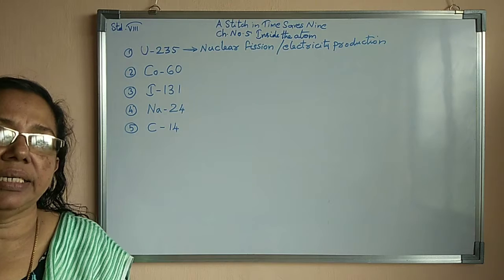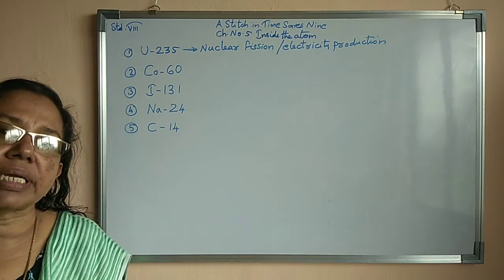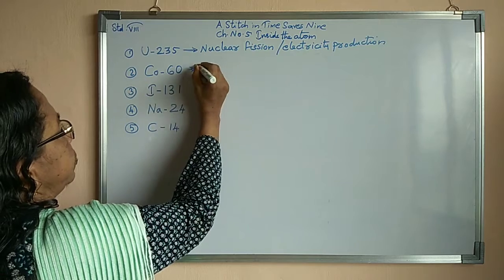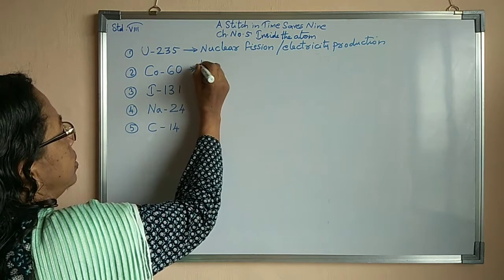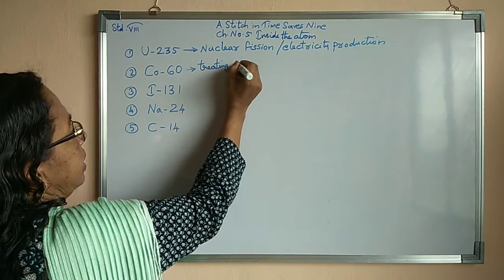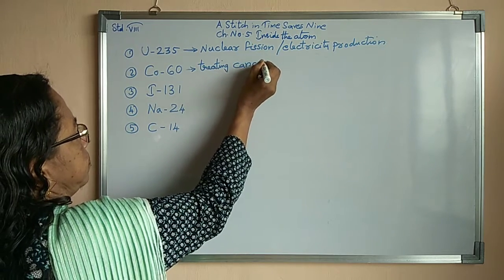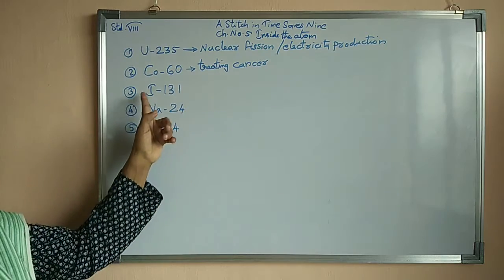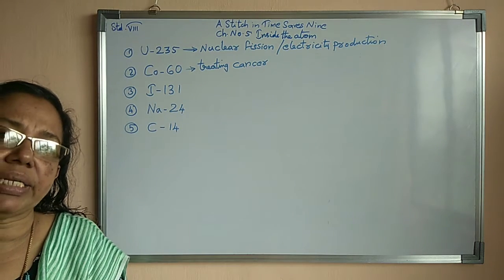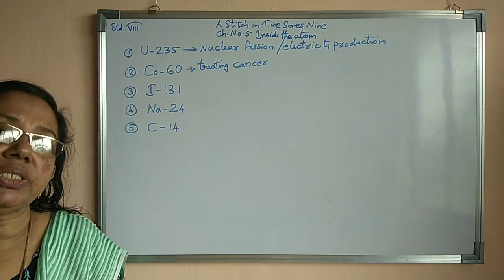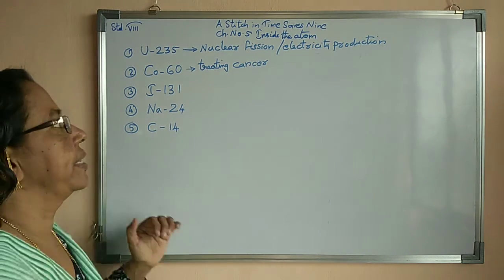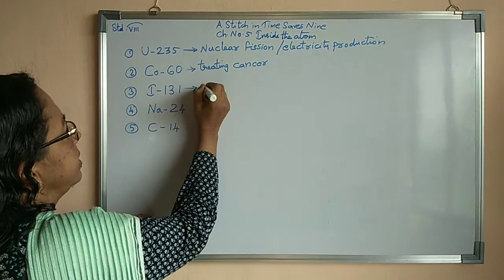Cobalt 60 is useful for treating cancer. So we can say that this is used for treating cancer. Now iodine 131. This is again a radioactive isotope. This is useful for curing or treating goiter. A disease it is.